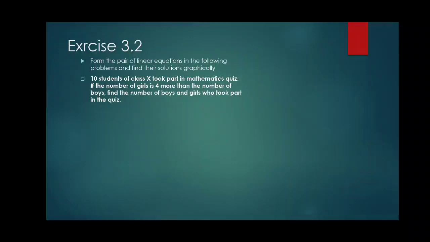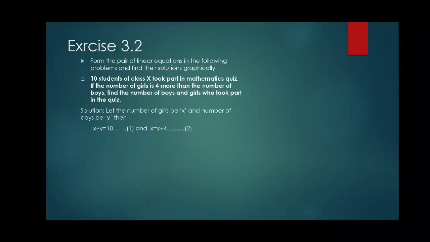So first let us represent this situation algebraically. Solution: let the number of girls be x and the number of boys be y, because we have to find the number of both boys and girls. Now we know that the total students were 10. So number of girls plus number of boys is equal to 10. That means x plus y is equal to 10 will be our first equation.